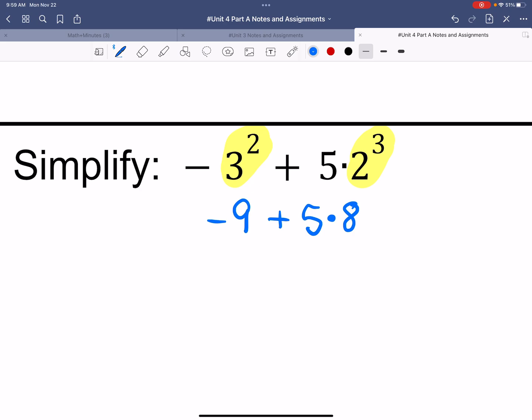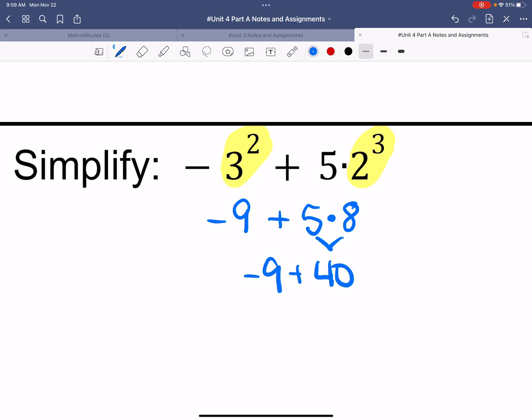Okay, we have no grouping symbols. We have no more powers. What do we have to do next? Juan? 5 times 8. 5 times 8 is 100% correct. 5 times 8 gives me 40.